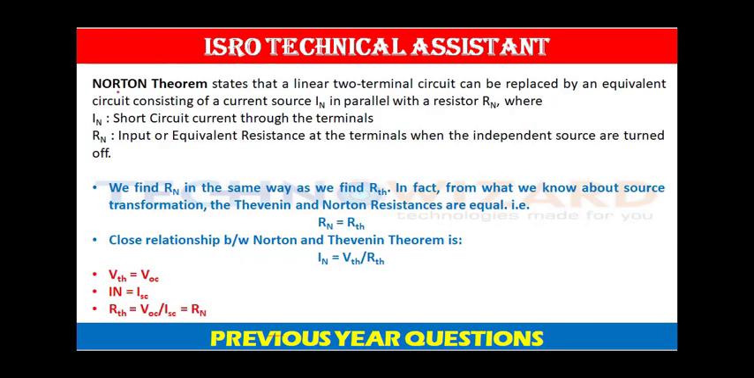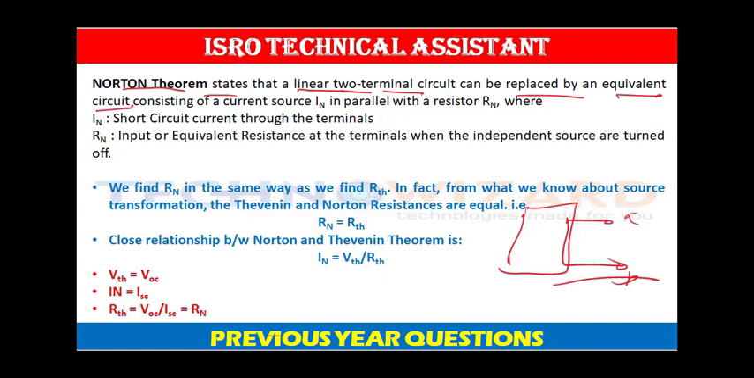Let's see what Norton's theorem states. Norton's theorem states that a linear two-terminal circuit, A and B, can be replaced by an equivalent circuit of a current source IN, where IN is the Norton current, in parallel with the resistor RN.